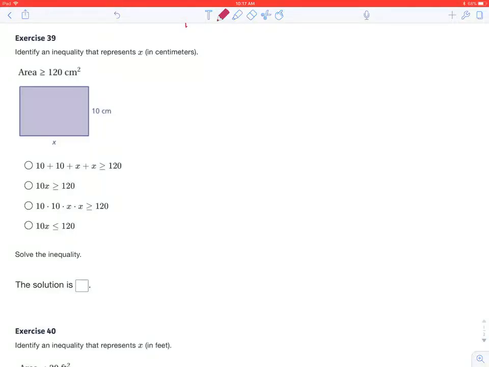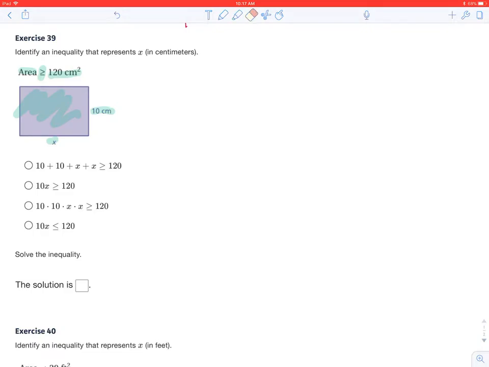Exercise 39 asks that we identify an inequality that represents x in centimeters. We're also given this picture of a rectangle that has one side labeled as 10 centimeters and the other side labeled as x. And we're given the information that the area, and we have to assume that this is the area of this rectangle, is greater than or equal to 120 centimeters squared.